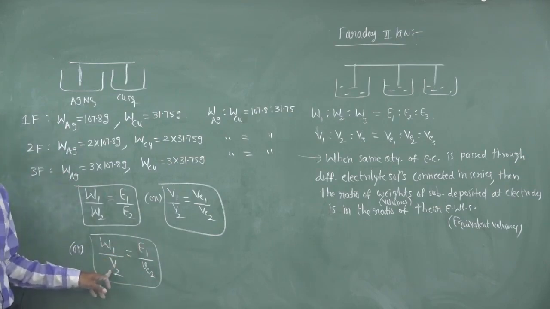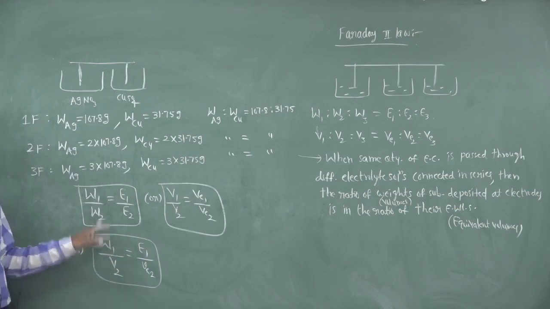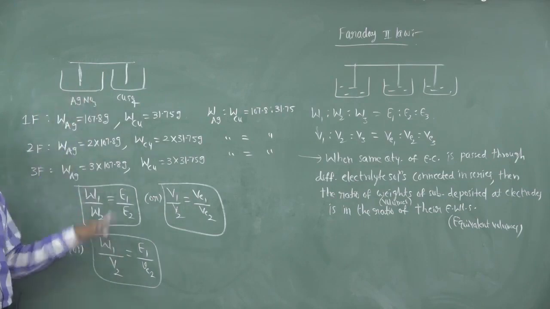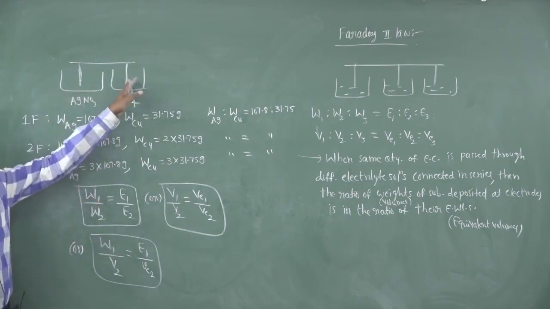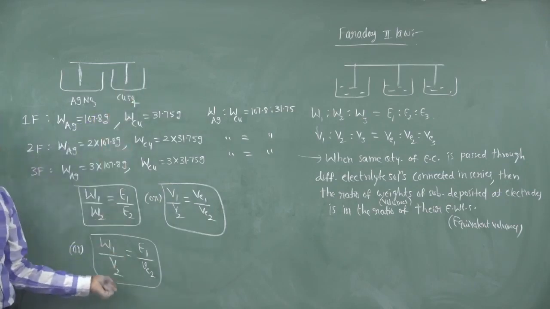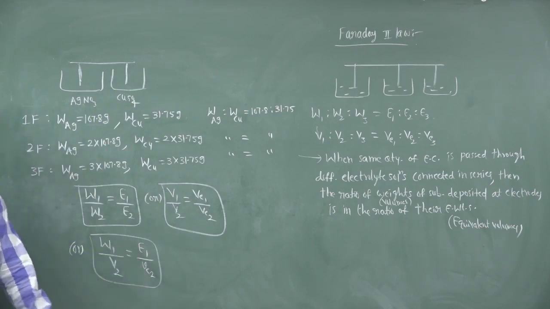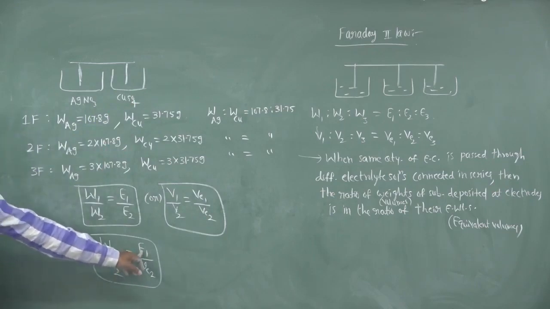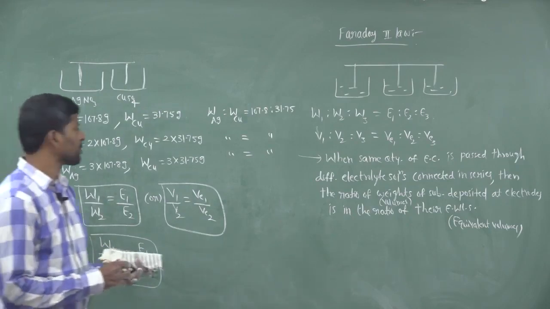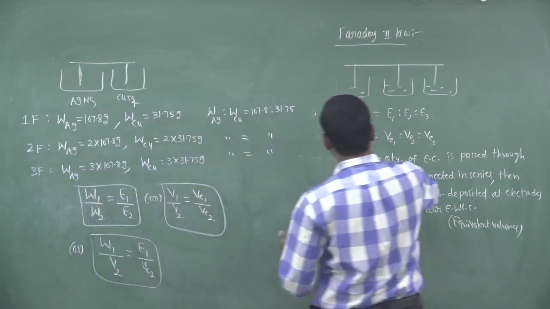For the second component, we have to calculate the volume of gas evolved. For the first component, what is given? The weight of substance deposited is given. But for the second component, the volume of gas evolved is what we want to calculate. In such a case, we follow like this only. Here we take equivalent weight, here equivalent volume only. This is Faraday's second law.